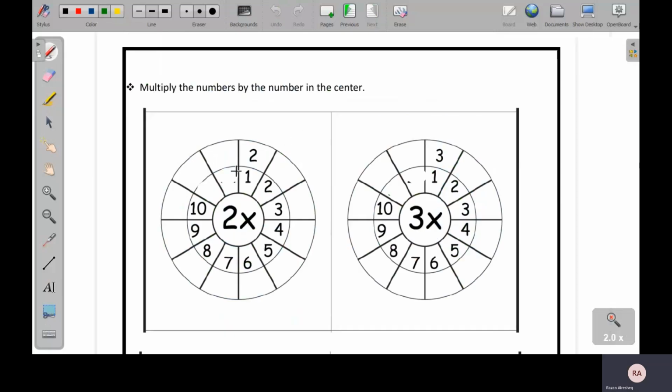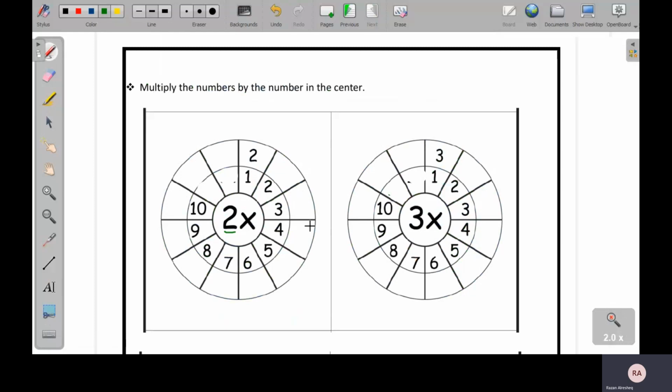Here, these are really cool strategies that I love to use. It's when we use a spinning wheel to understand multiplication better. Now, we look at the big number inside. Here, I have 2. So I know it's going to be the 2 times table. So what I do is I multiply it with the number next to it to get the answer. The first one's done for you. 2 times 1 is 2.